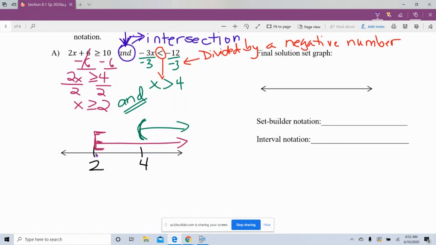This region between the 2 and the 4 is shaded by one of the two colors, but not both. And remember, intersection means only the numbers that are in both sets, right? The numbers between 2 and 4 are in one set, but not both sets. So they will not be in the intersection either. It is only those numbers that are to the right of 4 that are in both solution sets. You can see that they are shaded in green and they are shaded in the purple. So this part right here is my intersection.